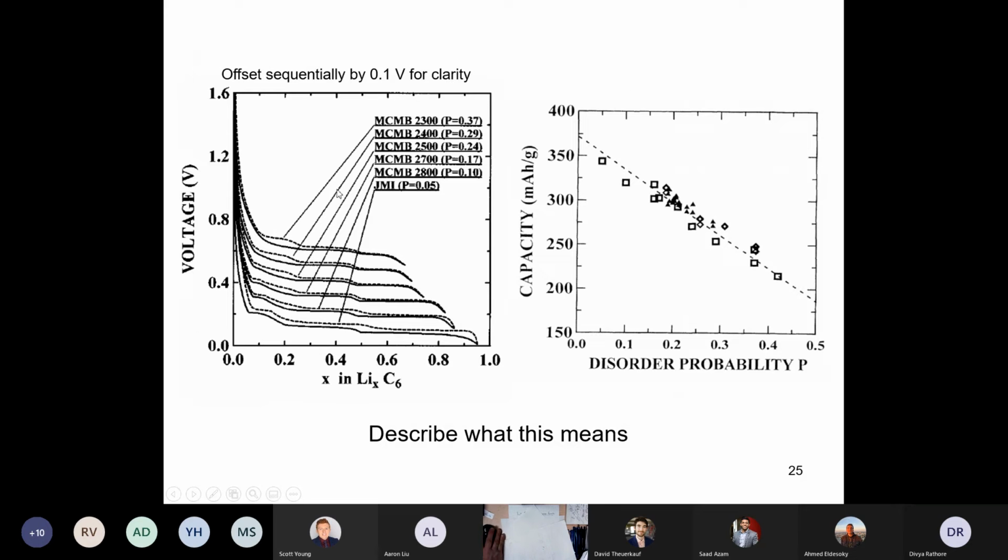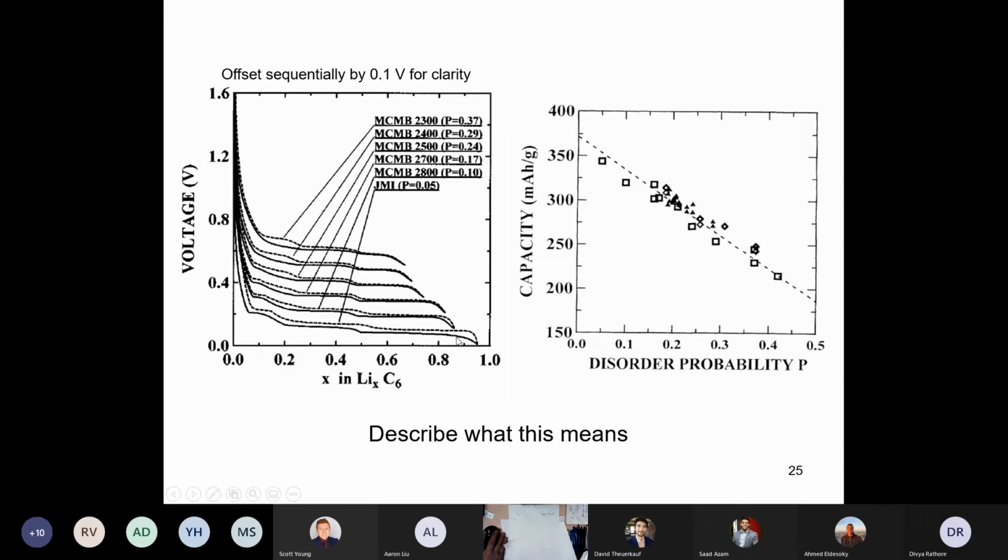So these are graphs that show the voltage versus lithium content curves for different soft carbon precursors heated to different temperatures, and also a natural graphite with a very small value of P. Now these curves have been shifted up for clarity by 0.1 volts, okay? So don't think the voltage actually goes up like this. It does not. They're all down around the same voltage as the one at the bottom. I just shifted them up so they're not on top of each other.